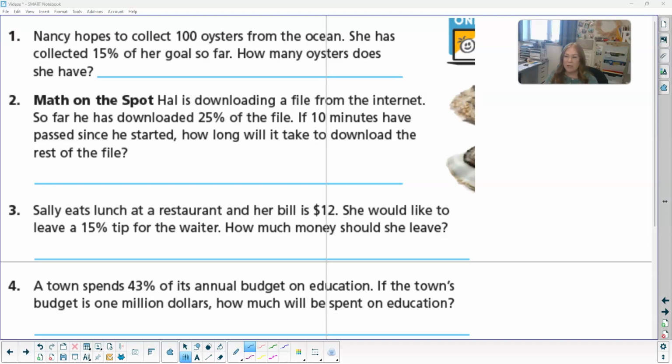For our 7.3 reteach, if you did not pass the mastery check with a 3 or a 4, we're going to do some problems together. If you got a 3 or a 4 on your number 3 mastery check, you do not need to do this with me. You can go to the next thing.